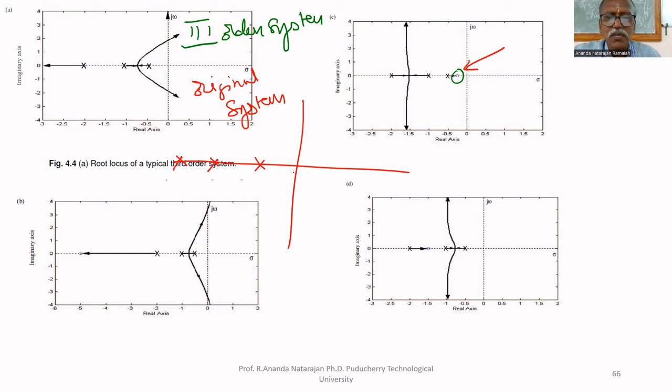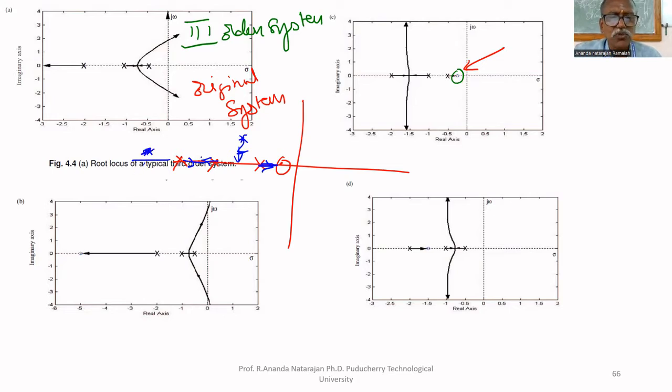Three poles, and I added one zero here. So this is part of the root locus, because to its right there is an odd number of poles and zeros. This is not part of the root locus. But these two are part of the root locus. Both are starting points. Any point after this is not part of the root locus.